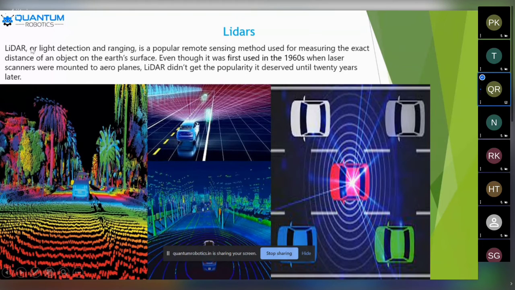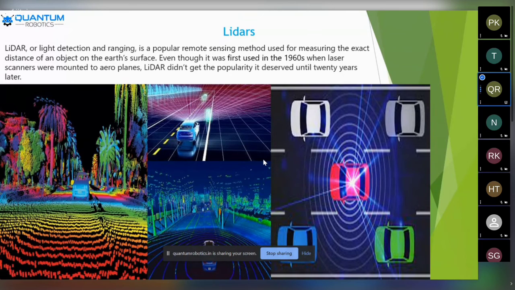The LiDAR sensor, or light detection and ranging, is a popular remote sensing method used for measuring the exact distance of an object on the earth's surface. It was even used in the 1960s, when laser scanners were mounted on aeroplanes. Okay, in the 1960s they also used this lidar sensor.